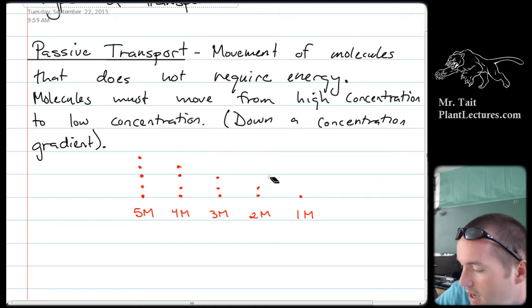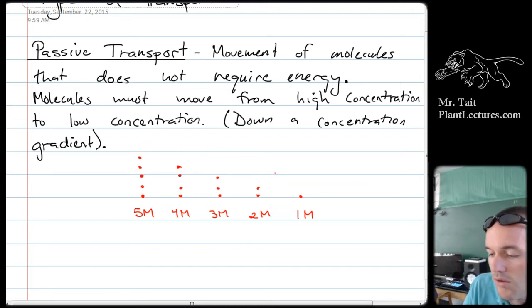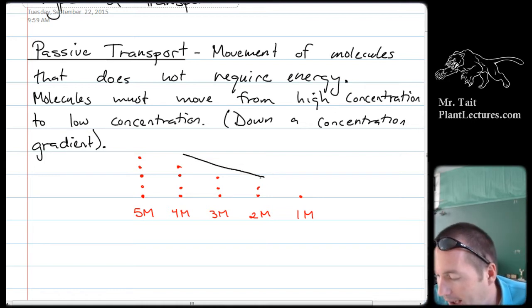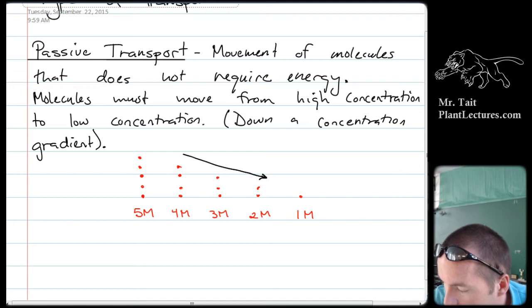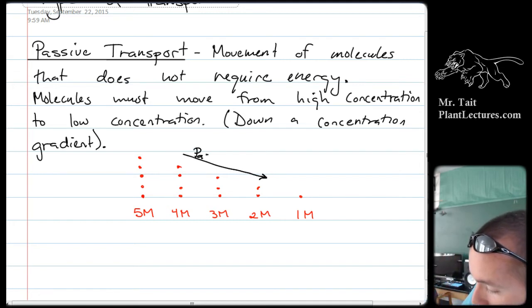And that's what we're talking about when we say a concentration gradient. It doesn't require energy to move down. If we go this way, this is passive. Just like moving down a ramp does not require energy, but moving up a ramp does require energy.